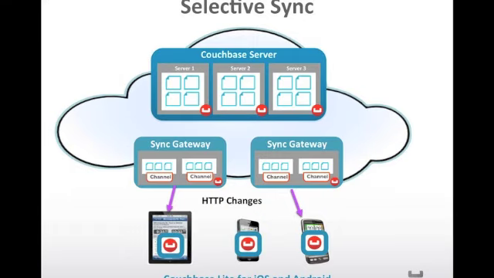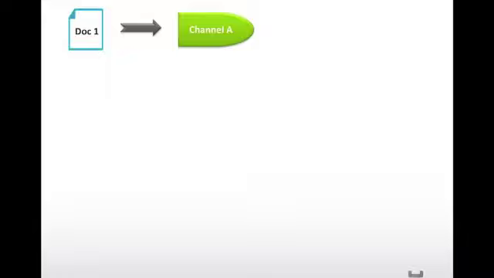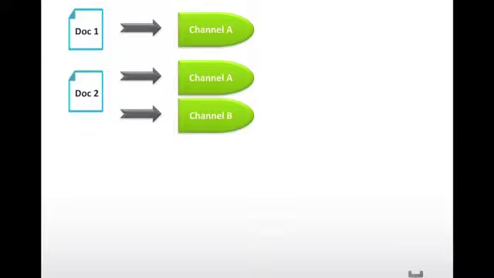And so selective sync really boils down to this: some people see some data and some people see other data, and it's up to your application who sees what. The approach we use for that is called channels, and here's an introduction to channels. I'll animate it a couple of different ways, and hopefully it gets clear. So we have document 1, and it belongs to channel A. And we have document 2, and it belongs to channels A and B.